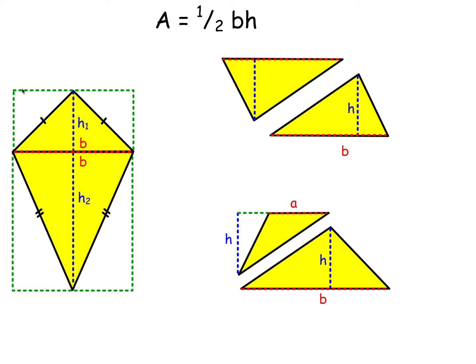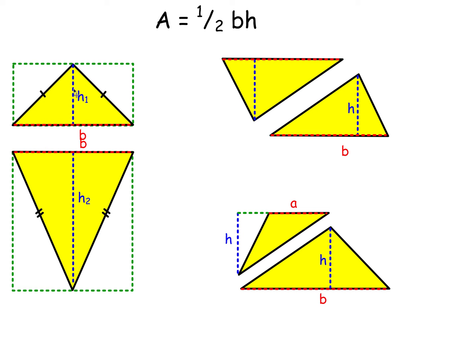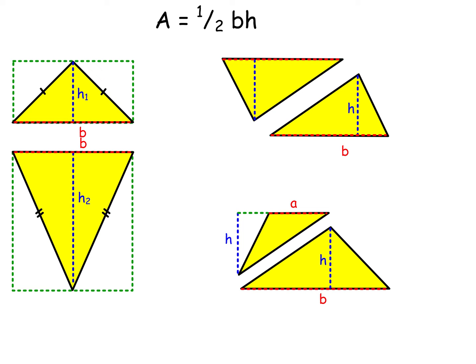So actually the size of the rectangle is the size of the diagonals. So the area of the rectangle is found by multiplying the diagonals, and the kite should be half of that. So if you multiply the diagonals, you get the rectangle, and the kite's half of that. So that's the kite.